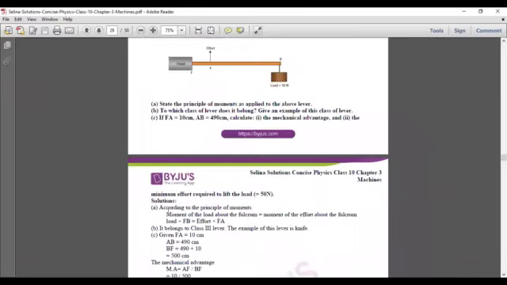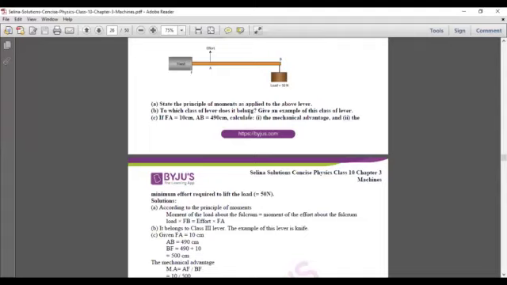According to the principle of moments, the moment of load about the fulcrum should be equal to the moment of effort about the fulcrum. That is, load into load arm should be equal to effort into effort arm. To which class of lever does it belong? As I have said earlier, it is a lever of class 3. One more example is a knife.